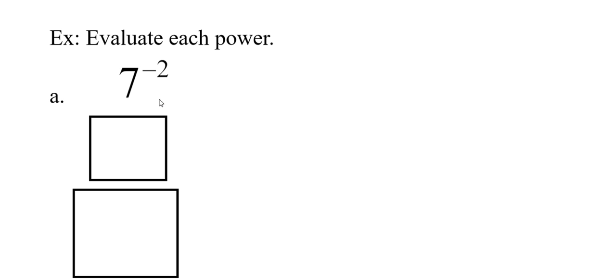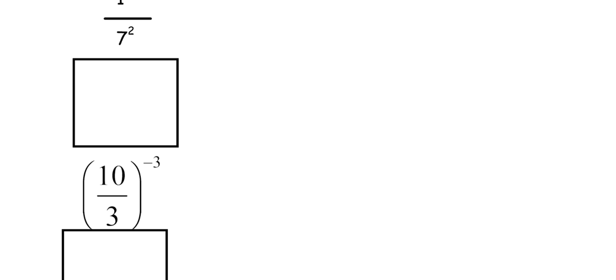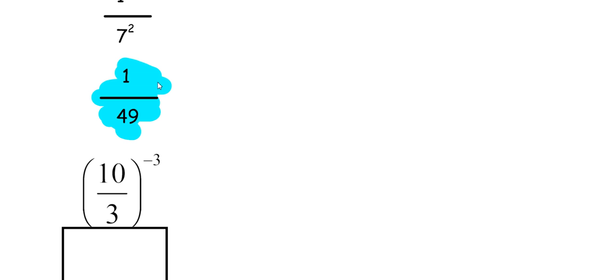So we're going to evaluate each power. So 7 to the negative 2, what I'm going to do is this is like saying 7 over 1 to the power of negative 2. I'm just going to flip it and I'm going to be left with 1 over 7 to the power of 2. Now 7 to the power of 2, so 7 squared is 49, so my answer is 1 over 49.